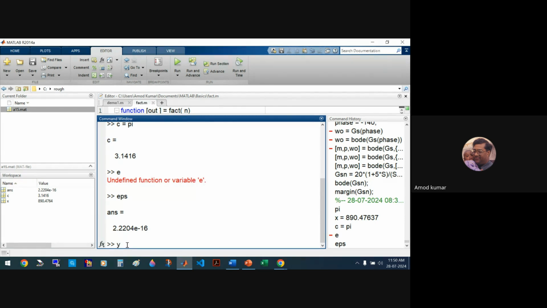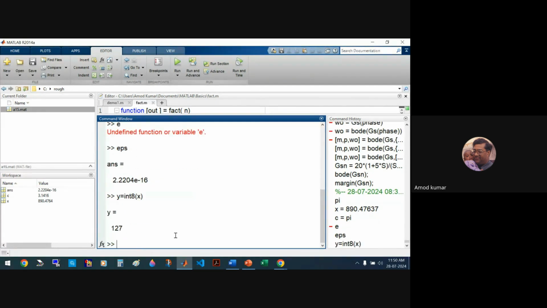Suppose I write y equal to, and you want to convert it into an 8-bit integer number. So this is the way it is done. You have to write y equal to int8(x). So x will be converted into an 8-bit integer. And let us see what it is. X was 890.4764. Now what is the answer when it is made an integer? This was a real number, and I have converted it into an integer.